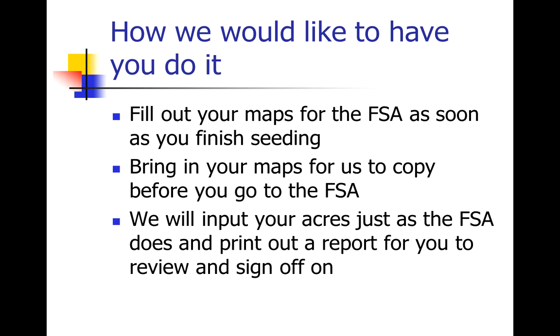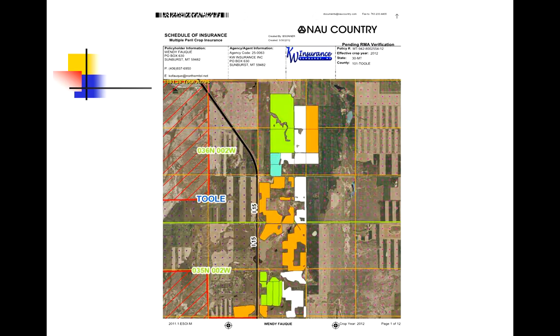We'll input your acres just as the FSA does and print out a report for you to review and sign off on. So this process pretty much mirrors what the FSA is doing, as you can see. You bring us in your maps, we actually plug them into the computer and kick out a report. Just like their 578, we're going to kick out your schedule of insurance for you to sign to verify that it's correct on the crop insurance side.